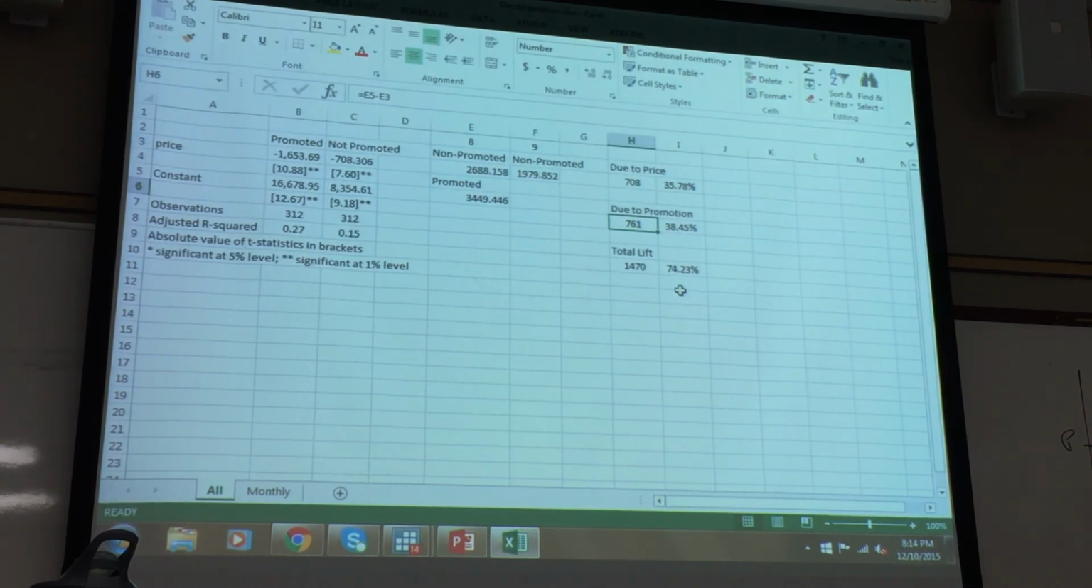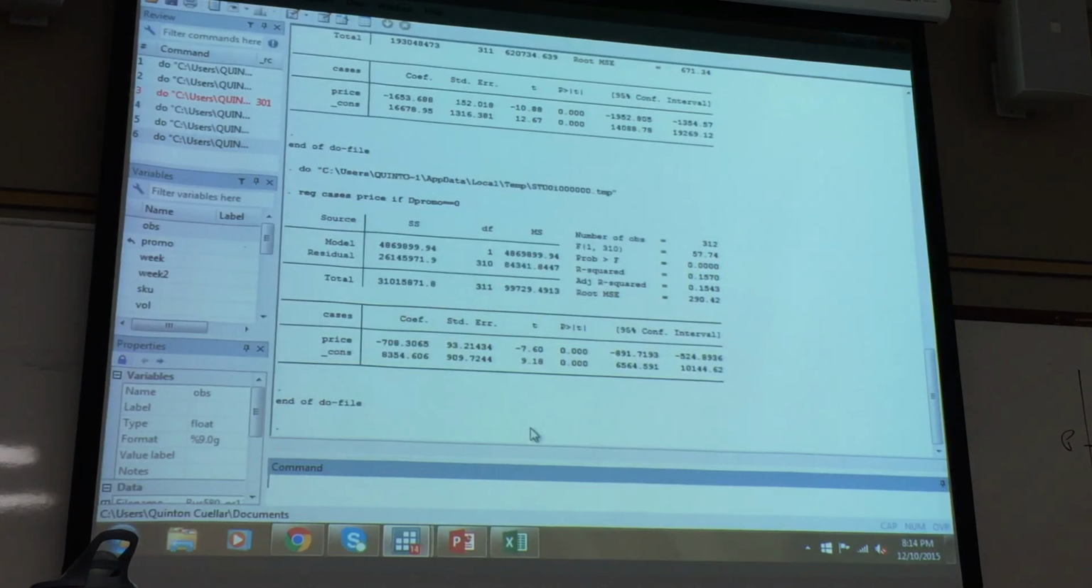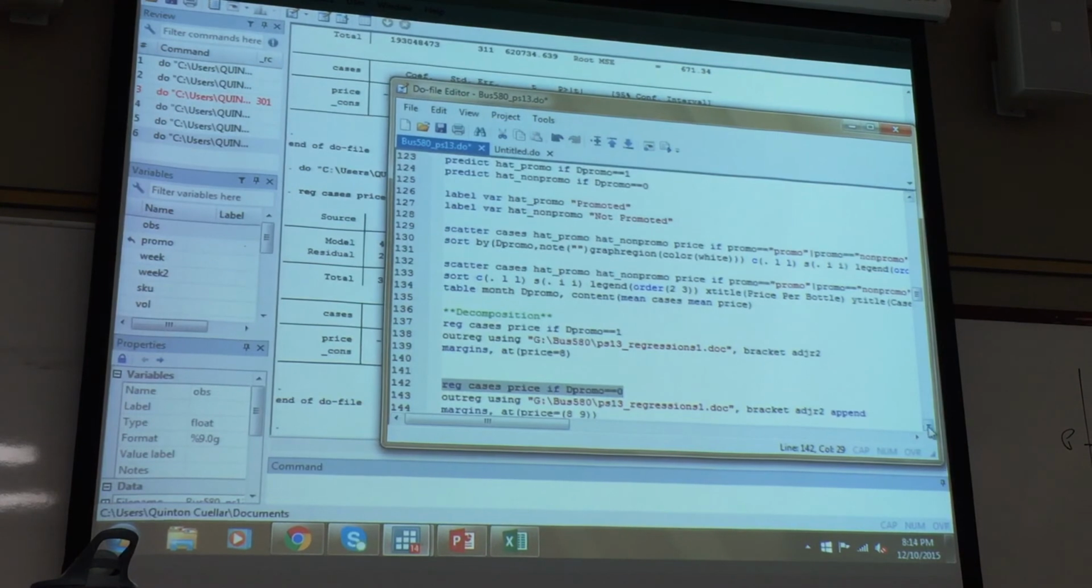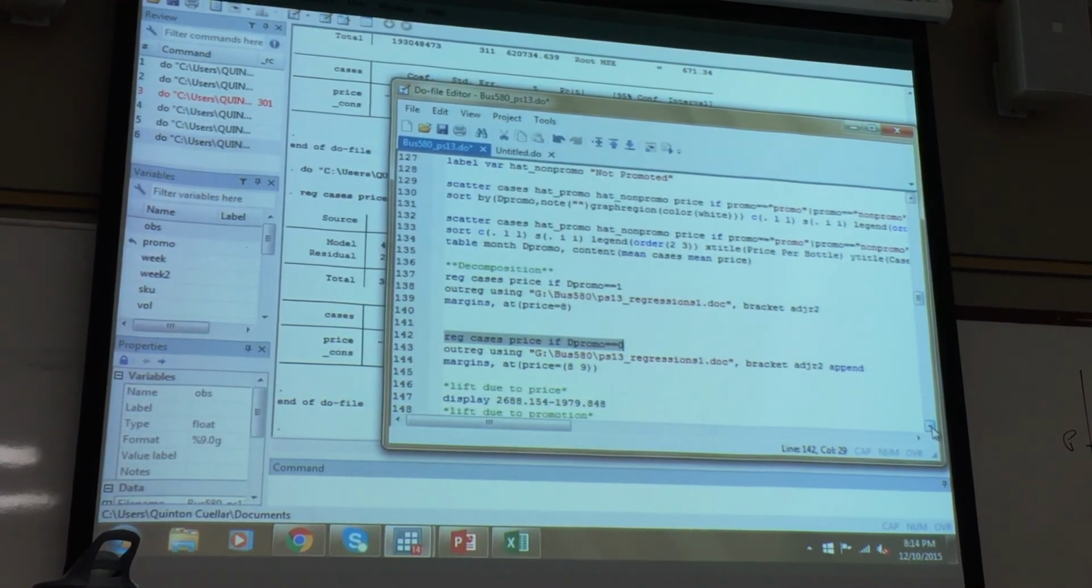So let's go back to the bane of all your existence, Stata. All right, so let's see. Gotta make sure we're doing the right regression decomposition. Promoted, so we need a non-promoted demand curve. There it is. Oh, there it is right there.